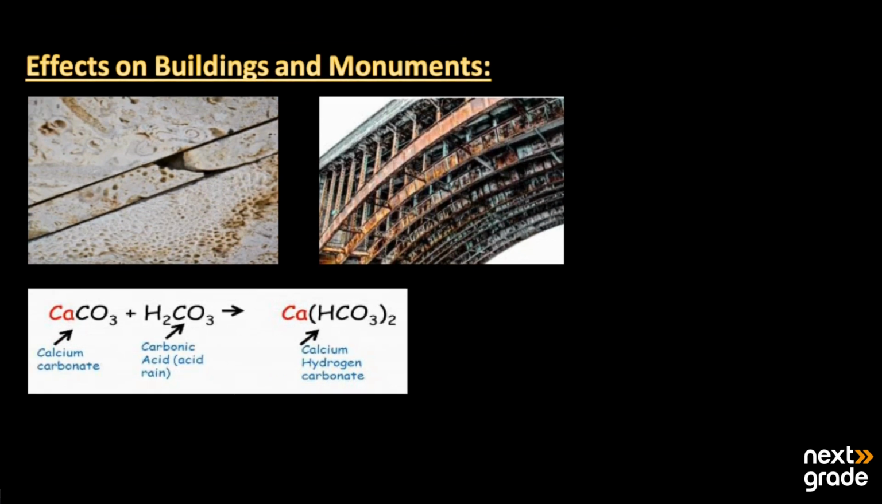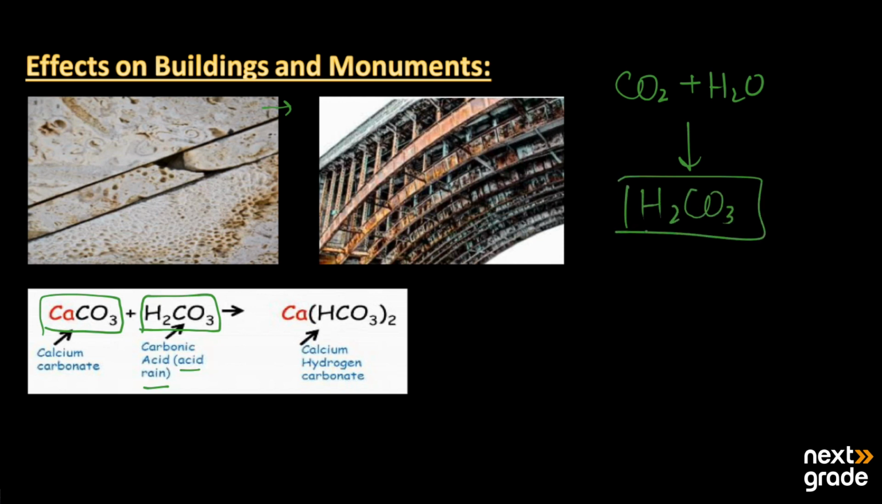Then we have effects on buildings and monuments. The monuments and buildings that are made up of marble or stones contain calcium carbonate. And there is a production of carbonic acid. As we see, carbon dioxide is also present in the air. When it reacts with the water, it produces the acid known as carbonic acid. And when this carbonic acid reacts with the calcium carbonate, it produces calcium hydrogen carbonate, or calcium bicarbonate.